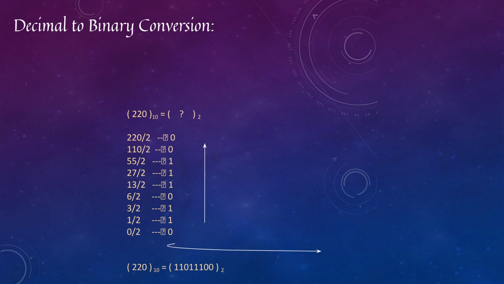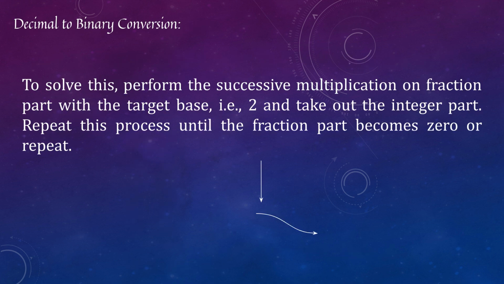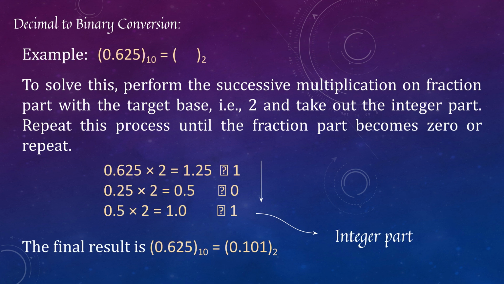For decimal to binary conversion, we use successive division by the target base, 2. The remainders are recorded from the bottom up. Converting 220 base 10 to binary yields 11011100 base 2. For the fractional part conversion from decimal to binary, we use successive multiplication by the base, 2, extracting the integer part each time. The example illustrates converting 0.625 base 10 to 0.101 base 2.